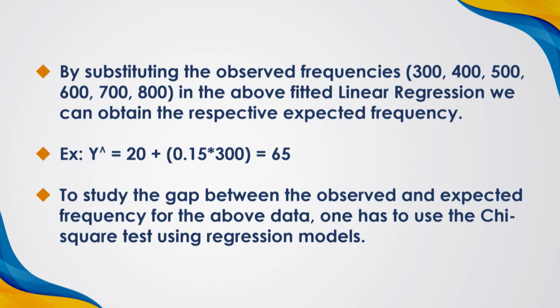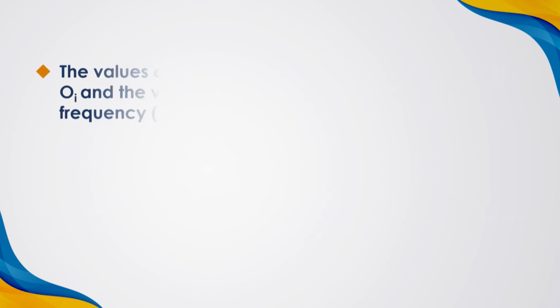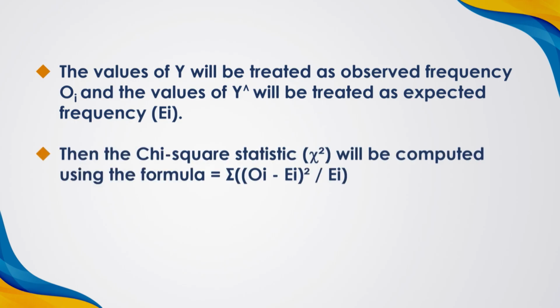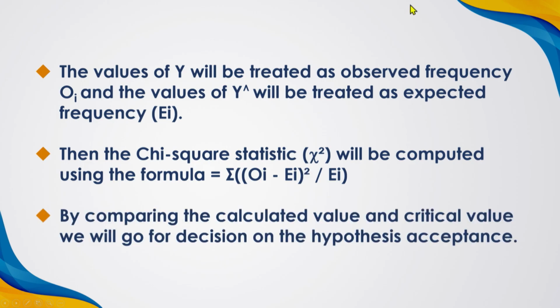To study the gap between observed and expected frequency for the above data, one has to go for the chi-square test using regression models. So the values of y will be treated as observed frequency OI, and the values of y cap will be treated as expected frequency EI. Then the chi-square statistic will be computed using the formula summation (OI minus EI) whole square by EI, where you can see the formula over here. By comparing the calculated value and the critical value, we will decide on the hypothesis acceptance. So you may be accepting or you may be rejecting it.